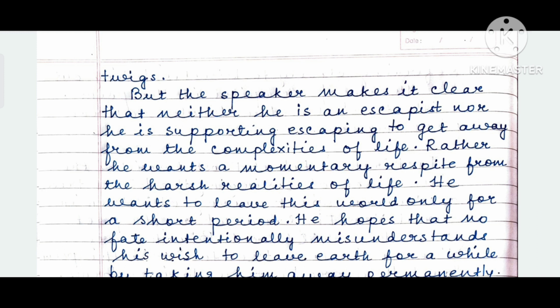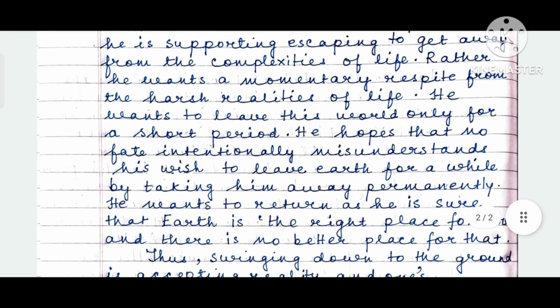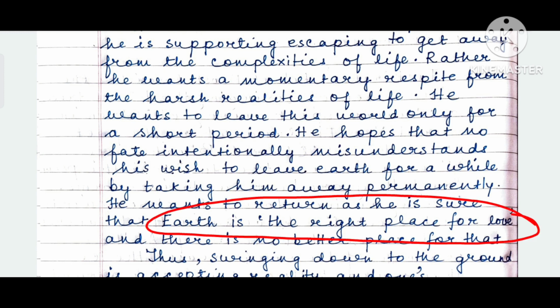He hopes that no fate intentionally misunderstands his wish to leave Earth for a while by taking him away permanently. He does not want to die. He wants to return as he is sure that Earth is the right place for love and there is no better place for that. If you get a question, Earth is the right place for love, justify this from the standpoint of the speaker by closely referring to Birches. There also you will have to write about the theme of escapism.